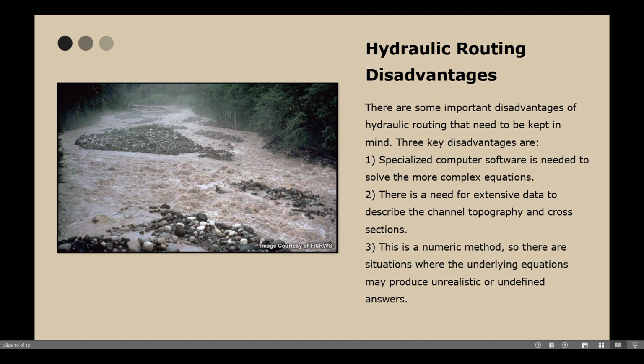Hydraulic routing disadvantages. There are some important disadvantages of hydraulic routing that need to be kept in mind. Three key disadvantages are: specialized computer software is needed to solve the more complex equations. There is a need for extensive data to describe the channel topography and cross sections. This is a numeric method, so there are situations where the underlying equations may produce unrealistic or undefined answers.